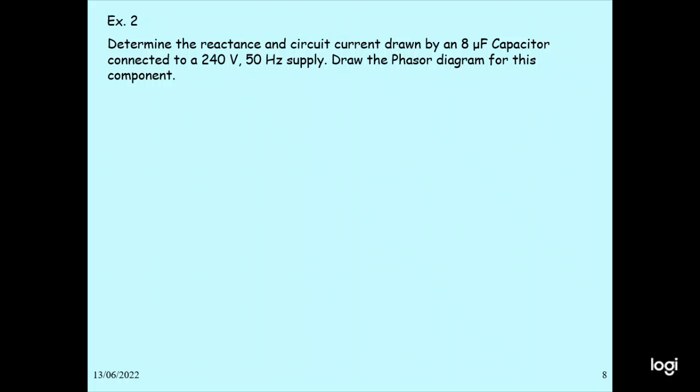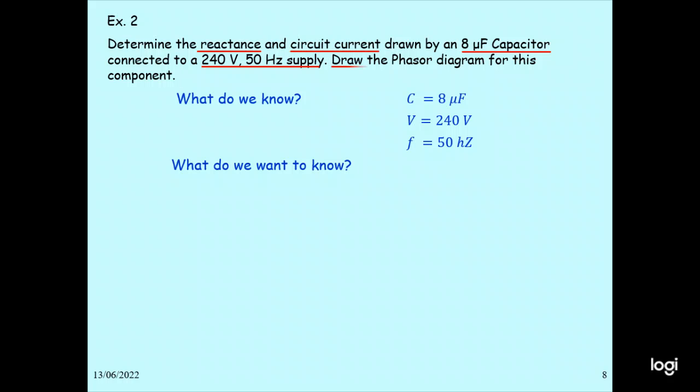Determine the reactance and the circuit current drawn by an 8 microfarad capacitor connected to a 240 volt 50 Hz supply. Draw the phasor diagram for the component. What do we know? C equal to 8 microfarad, V equal to 240 volt, f equal to 50 Hz. What do we want to know? Xc equal to 1 by 2 pi f C, I equal to V by Z. So CIVIL, so we calculate.